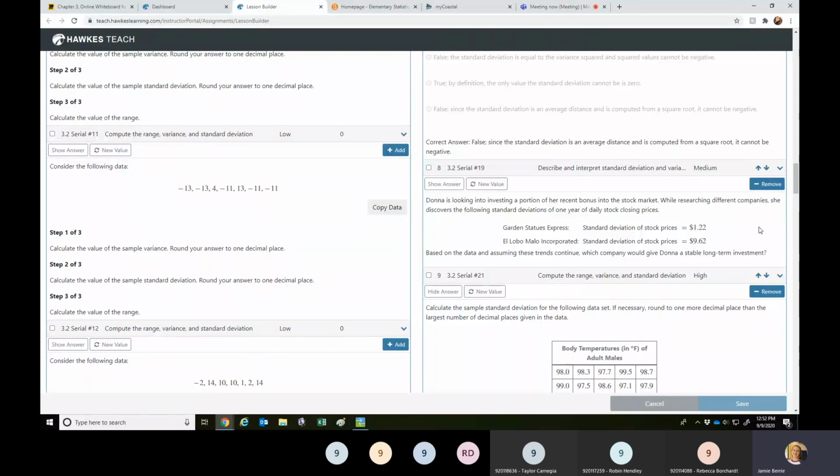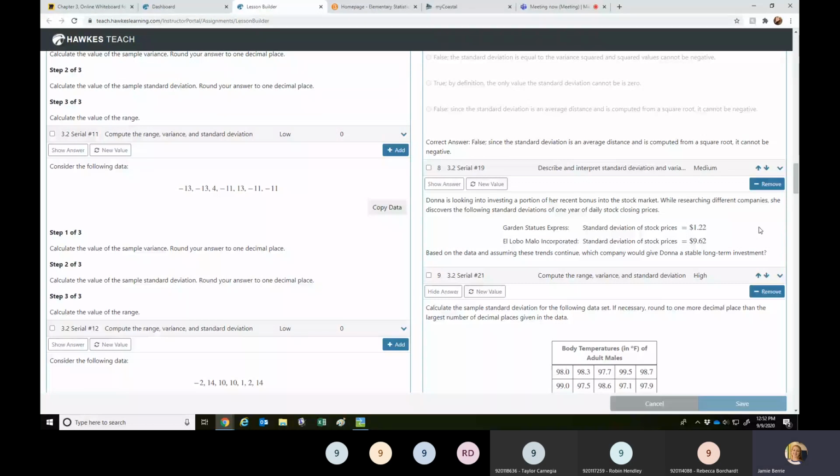So your mind might automatically think the second one is better because it's got a higher price. But let's look at the question it's asking. Based on the data and assuming these trends continue, which company would give Donna a stable long-term investment? Let's think about what this standard deviation represents. Remember, the standard deviation is the distance from the mean.